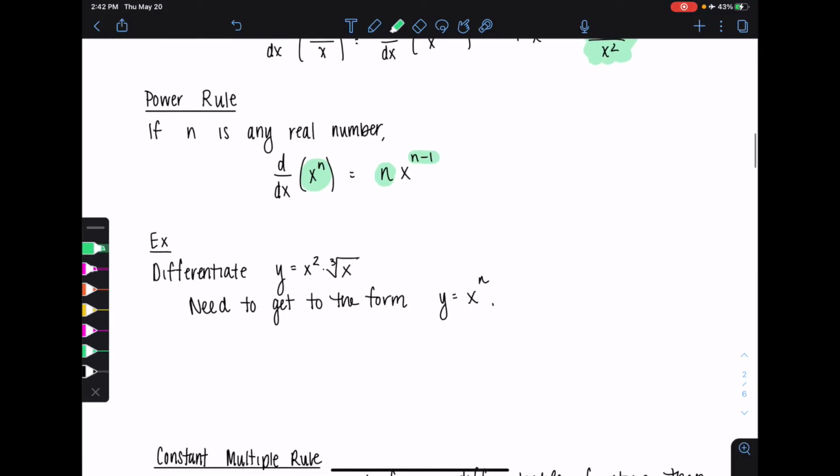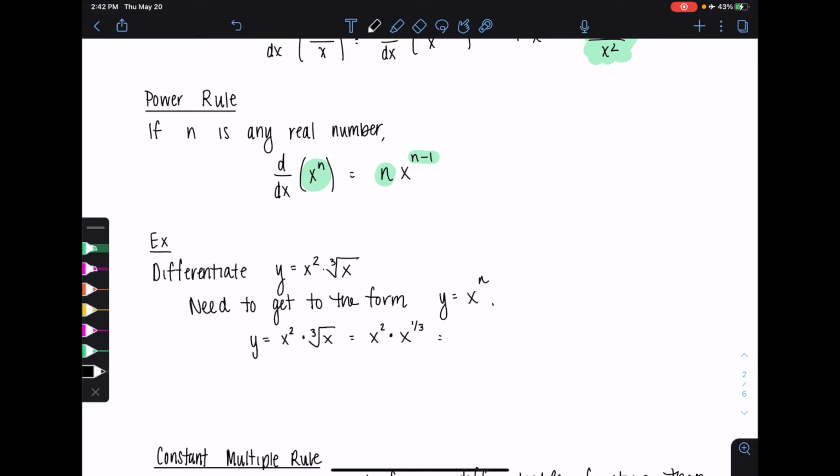Let's differentiate the function x squared times the cube root of x. But the problem is it is not in this form where I have x to a single power. So I need to get it in that form. Okay? So we're going to have to use some algebra to do some manipulation. We've got x squared times the cube root of x. That cube root you can rewrite as x to the 1/3.